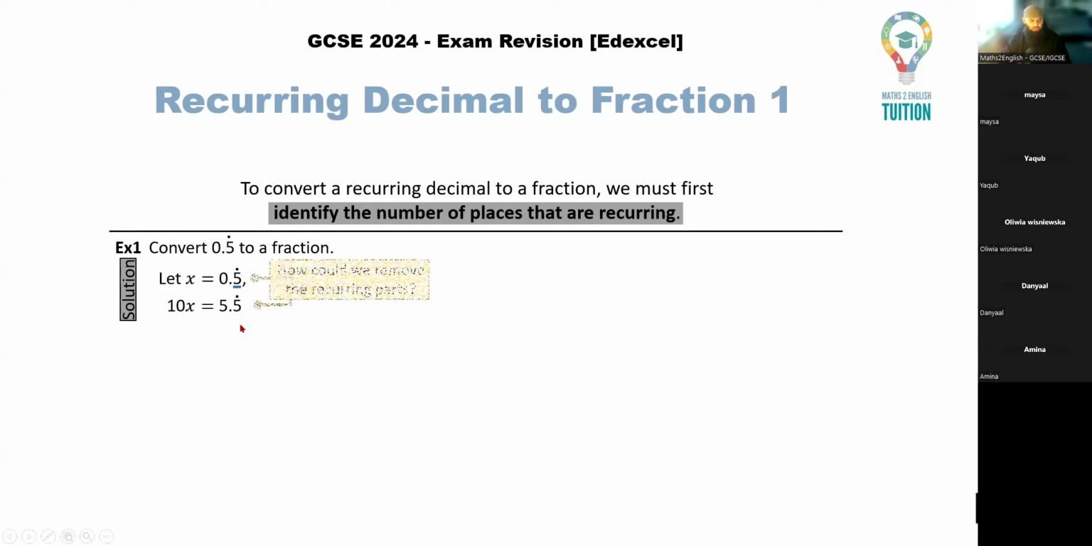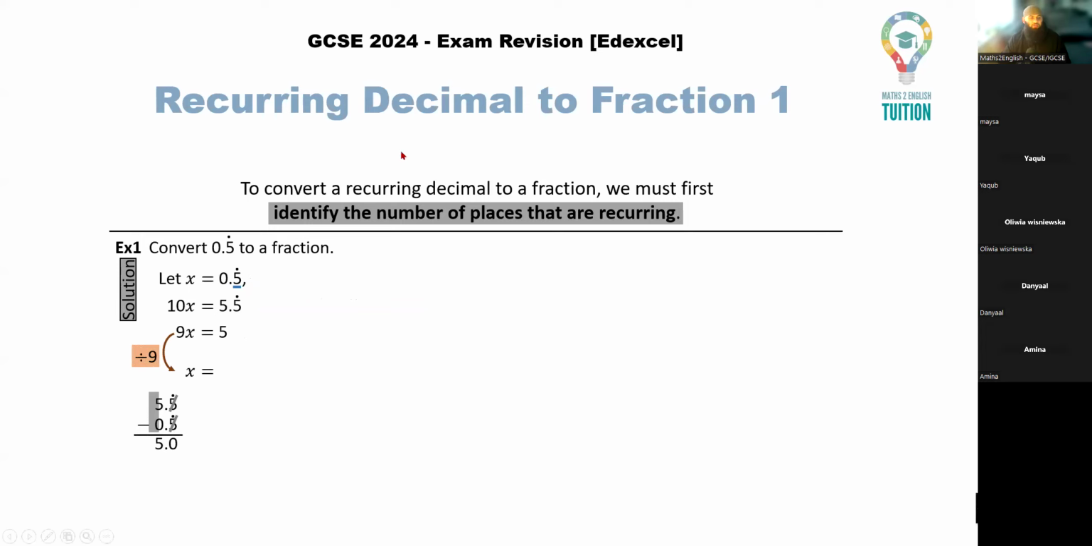We subtract the two equations and work out the difference. So 10x take away x is 9x, and 5.5x take away 0.5 recurring is going to give us the following. When you subtract these two, we're going to get 5. So 9x equals 5. This is what we have.